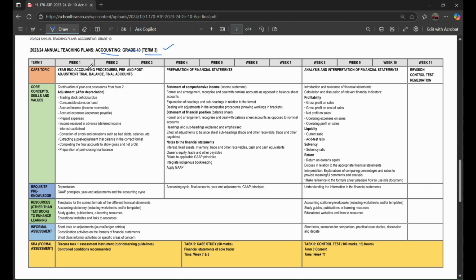Within the first week until week 3, you're going to learn about the year-end accounting procedures, pre and post adjustment, trial balance, and final account. So within this, it's the continuation of year-end procedures from term 2. Adjustment after depreciation.